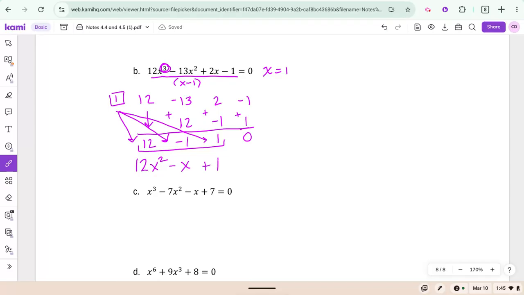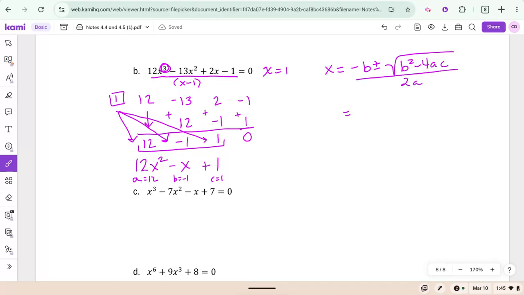Now, you would factor that if you can, but that is not factorable. So I'm going to have to use the quadratic formula to help me find the other solutions. A is 12, B is negative 1, C is positive 1. The quadratic formula says x equals negative b plus or minus the square root of b squared minus 4ac all over 2a.